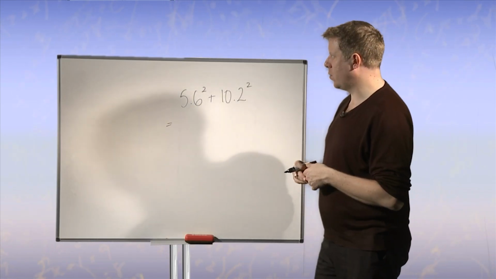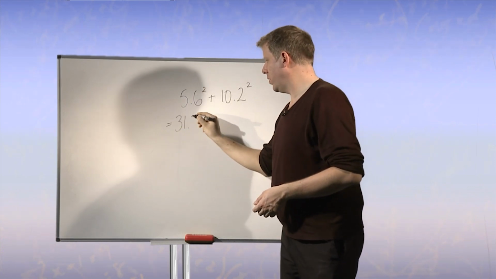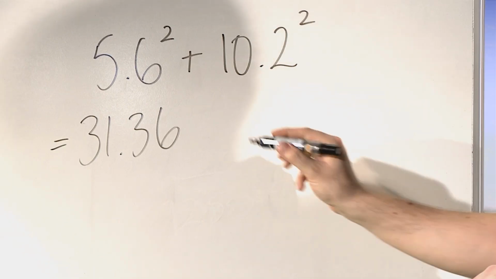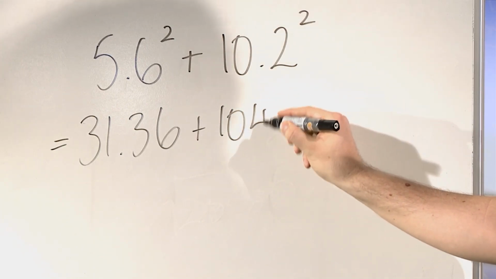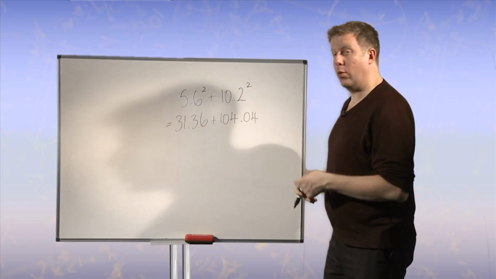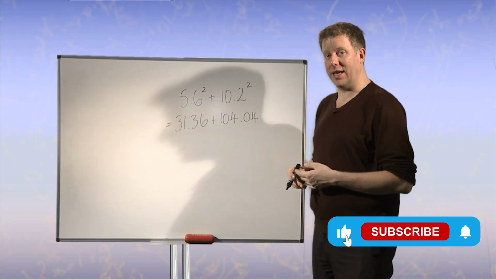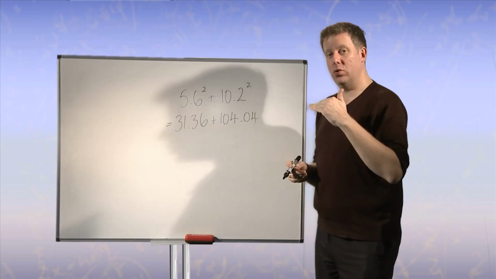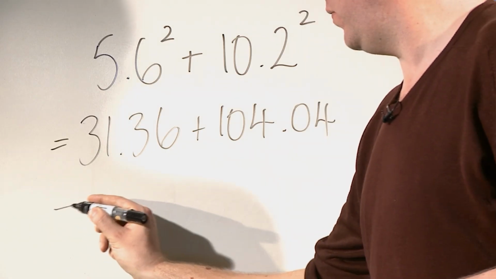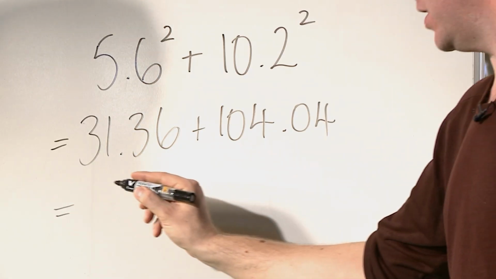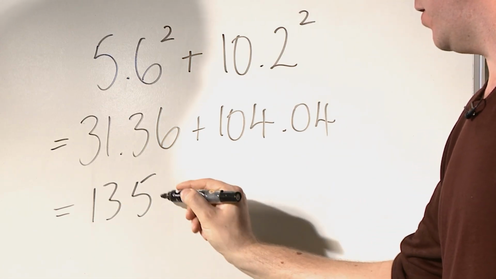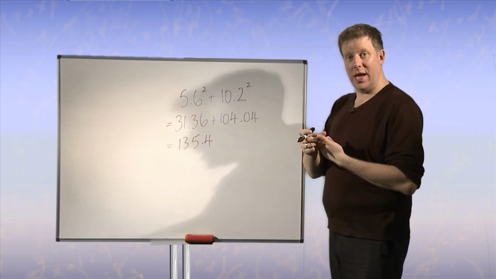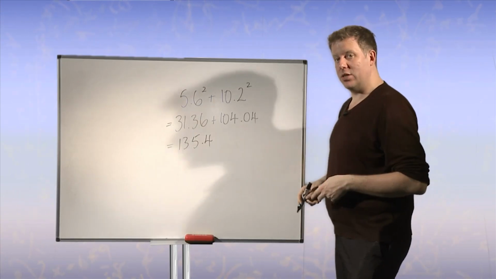So 5.6 squared, we should have got 31.36. 10.2 squared, we should have got 104.04. Now, although your calculators will do this particular calculation all in one go, remember you will get marks for your working out, so it's important to show the steps of it. So if we add those two numbers together then, it gives us 135.4. Remember that's not our final answer though, because we've squared, we've added, now we need to square root.